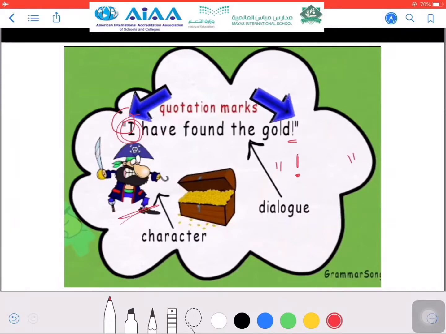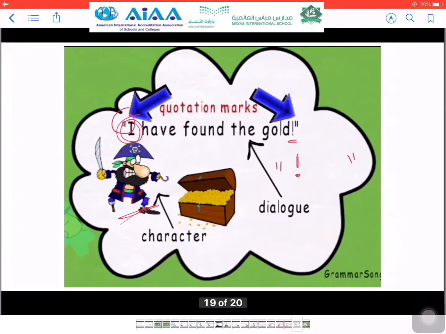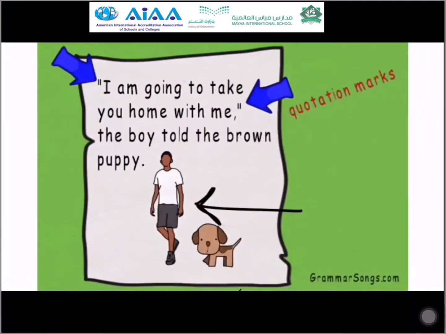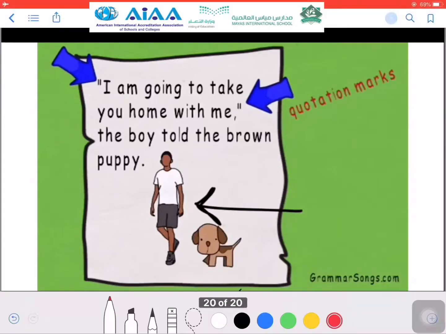Here you can write, I have found the gold, the pirate said. The pirate what? Said. Or the pirate shouted, because, yes, it shows surprise. Shouted. Here, I'm going to take you home with me, the boy told the brown puppy. So as you can see, this quotation mark is in the middle of the sentence, so I should write at the end of it what? A comma. The boy told the brown puppy.